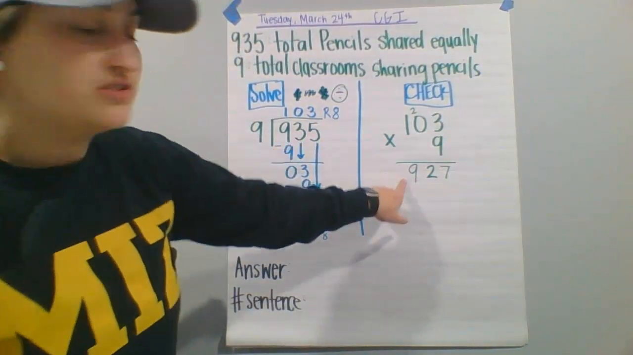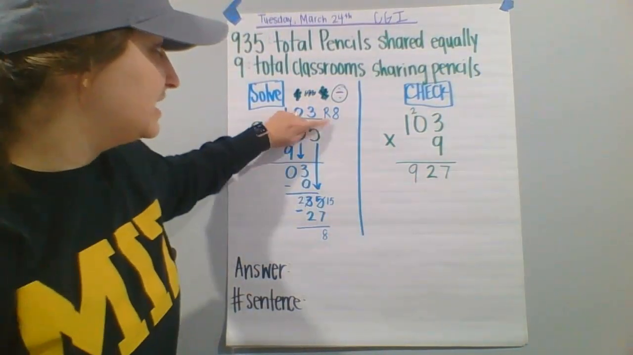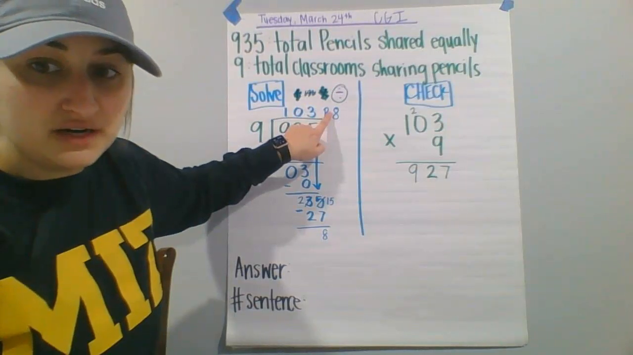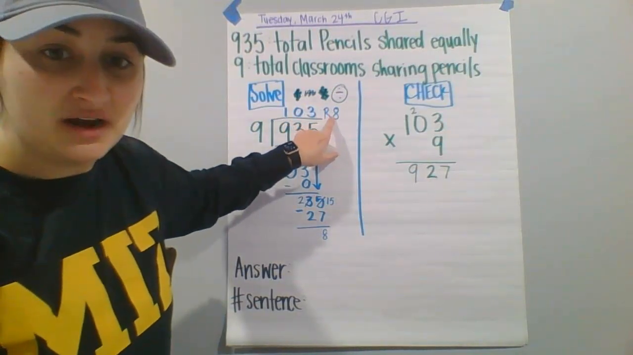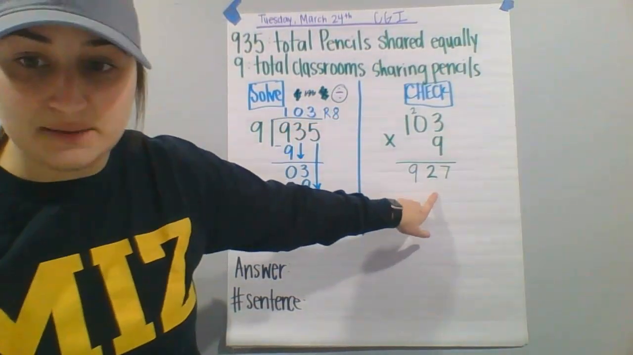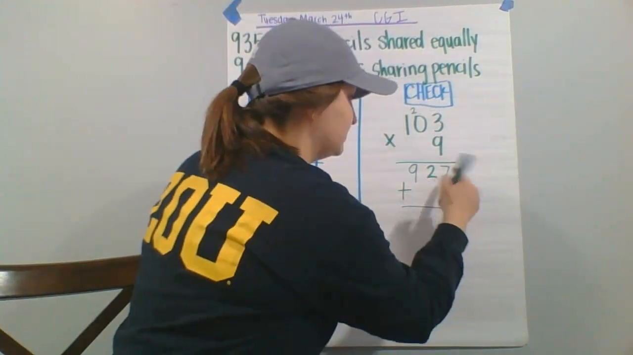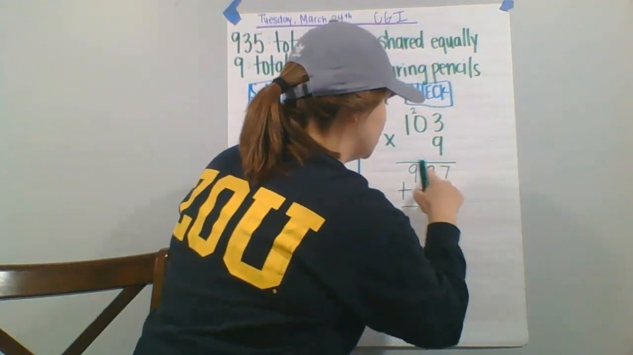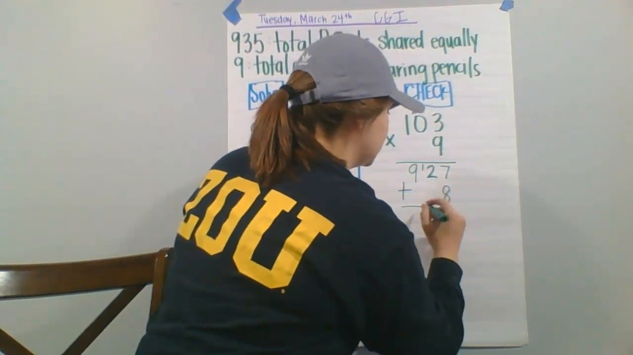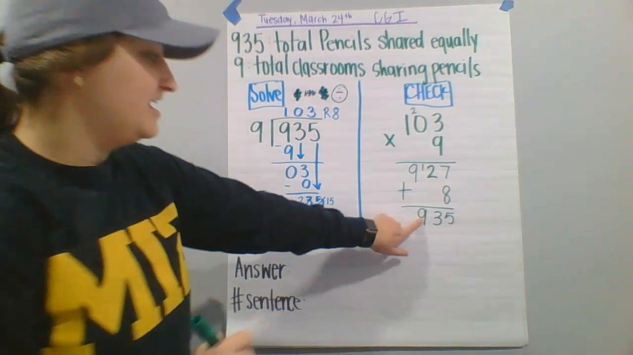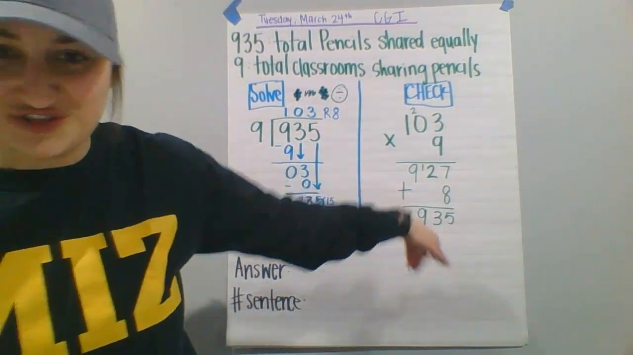But if you notice, these are not the same. But I have this 8 that's left over, so I need to take that remainder of 8 pencils and add it back into my answer. 8 plus 7 is 15. 2 plus 1 is 3. 9 plus 0 is 9. And if you notice, we have 935 pencils.